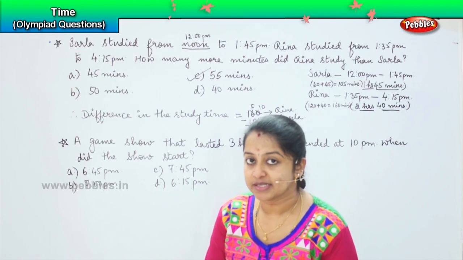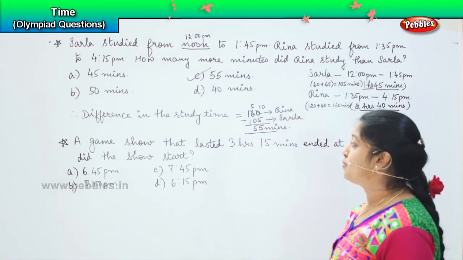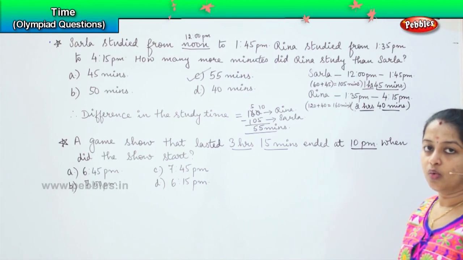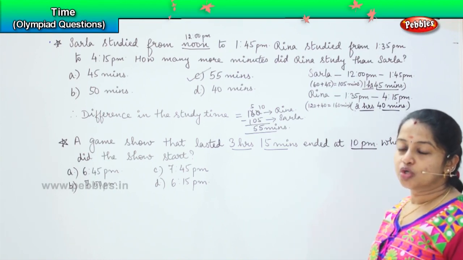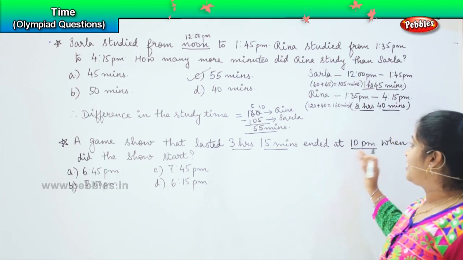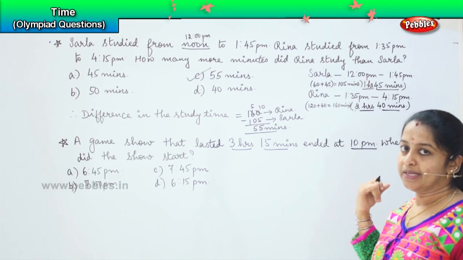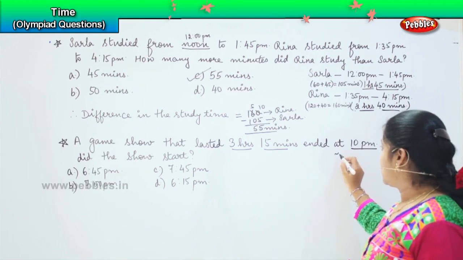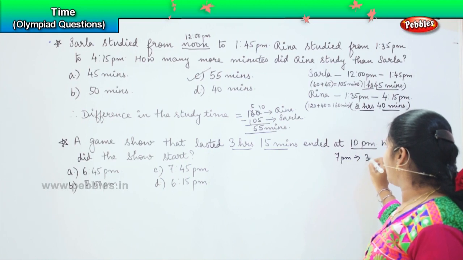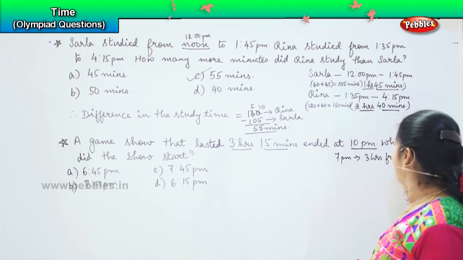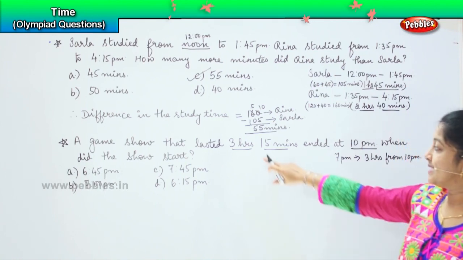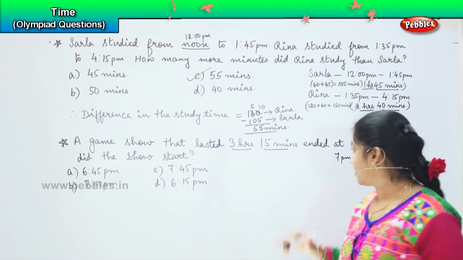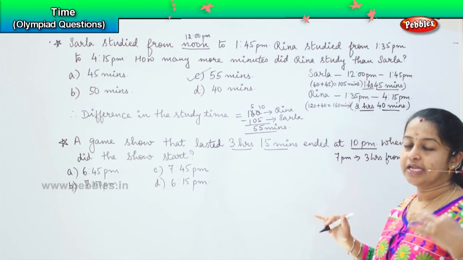Okay, so did you understand the question here? They say that a game show lasted for 3 hours and 15 minutes and it ended at 10 p.m. So now we need to find out what time did the show actually start. Okay, so now if we calculate 3 hours back from 10, so it will be 10 p.m. when it ended. So 9 p.m., 8 p.m. and 7 p.m. So 7 p.m. is 3 hours from 10 p.m., right? Now it says that it lasted for 3 hours and 15 minutes. So which means that we need to skip 15 minutes again back. So 7, so 6:55, 6:50 and 6:45.